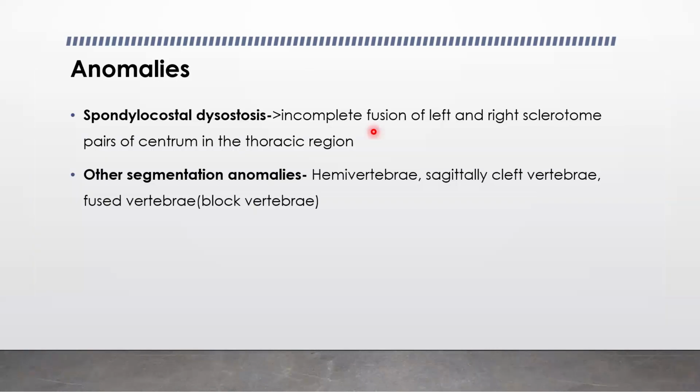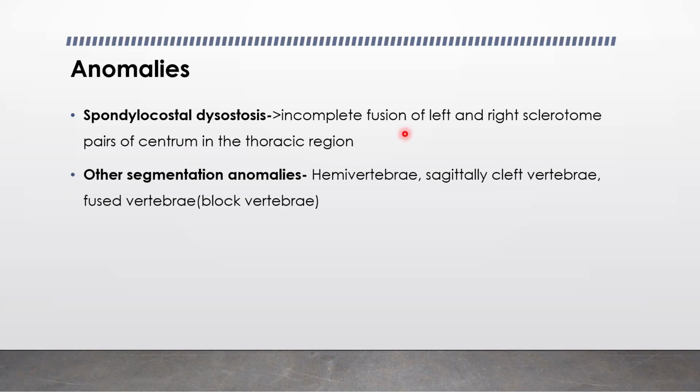So now you'll have a few anomalies of the vertebral disc and also anomalies of the vertebra. So the first anomaly for us to cover is known as spondylocostal dysostosis. By just the name, costal means the thoracic vertebrae. So it is incomplete fusion of the left and right sclerotome pairs of the centrum in the thoracic region. The right and the left sclerotome, remember, they're supposed to fuse. If they don't fuse, they'll give you this spondylocostal dysostosis, and you'll see the images in a few minutes.